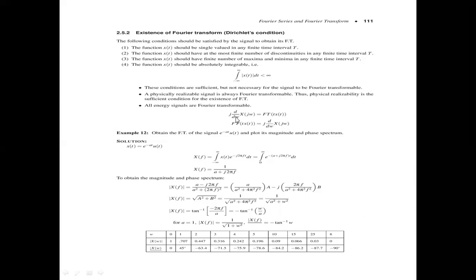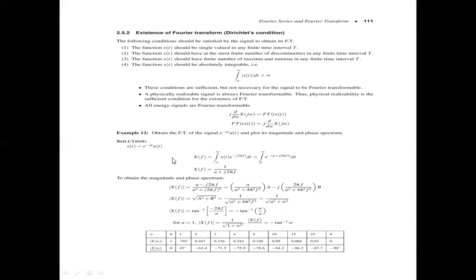J d by d omega of X of j omega is the Fourier transformation of t into x of t. That is, the Fourier transformation of t into x of t is j into d by d omega of X of j omega. This is one of the properties: frequency differentiation, or multiplication by t in the time domain.